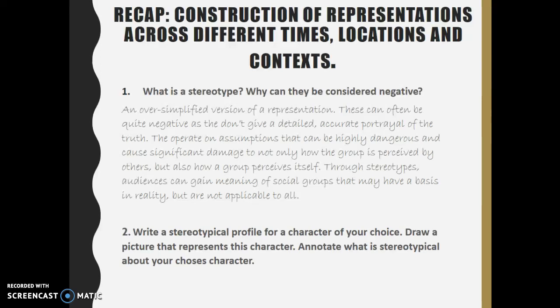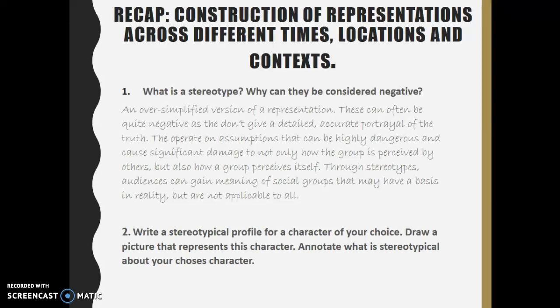Through stereotypes, audiences can gain meaning of social groups that may have a biased basis in reality, but are not applicable to all. Alright, so what you also had to do was you needed to write a stereotypical profile for a character of your choice and then draw a picture that represents the character and annotate what is stereotypical about your chosen character.